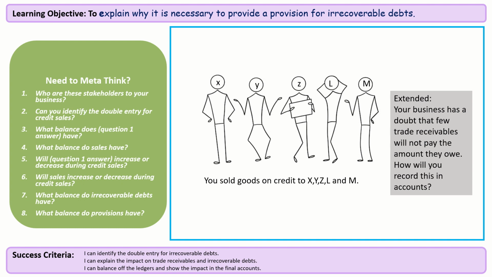Who are these stakeholders to your business? Can you identify the double entry for credit sales? What balance does question 1 answer have? What balance do sales have? Will question 1 answer increase or decrease during credit sales? Will sales increase or decrease during credit sales? What balance do irrecoverable debts have? What balance do provisions have? Take a few minutes to answer these questions.